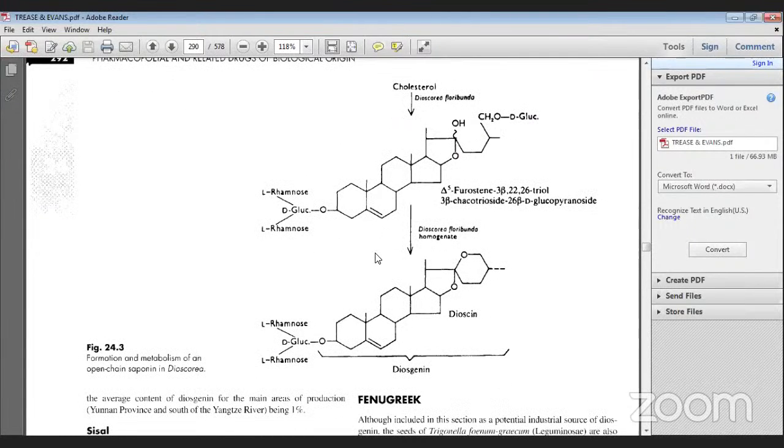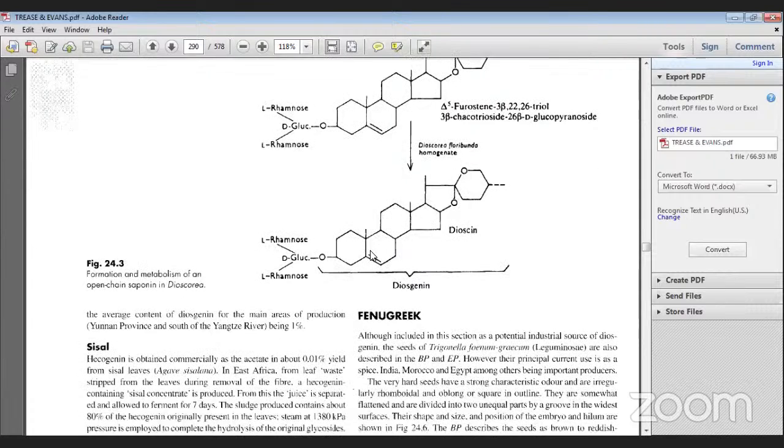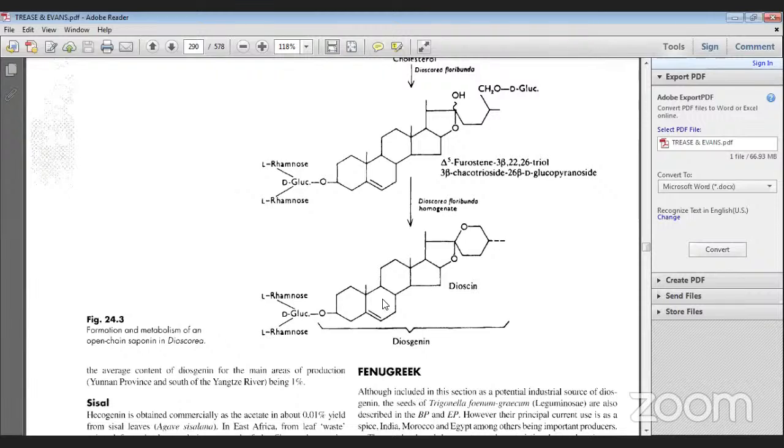This is the biosynthesis of diosgenin from cholesterol, and this is the sugar part. This is the diosgenin.